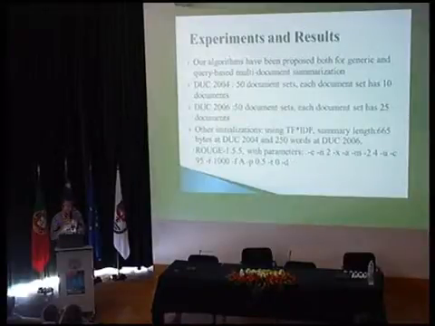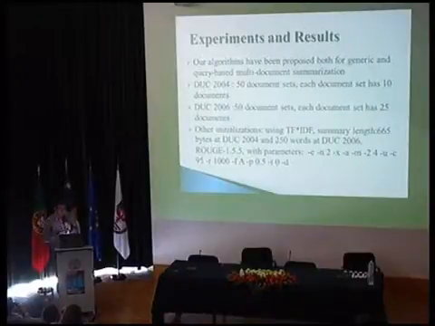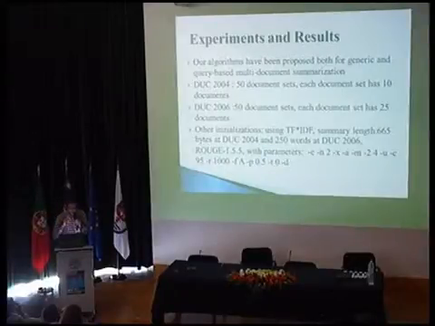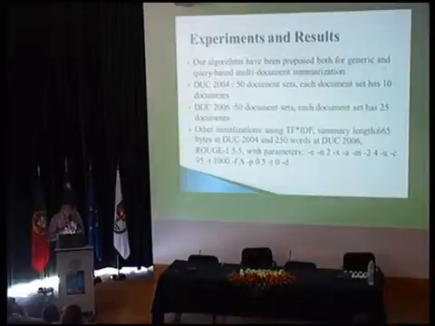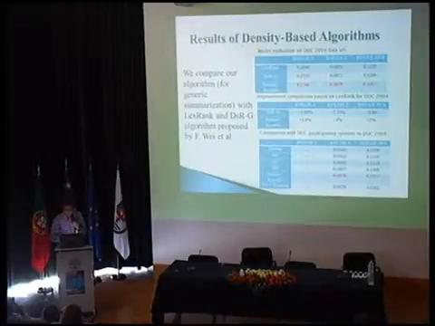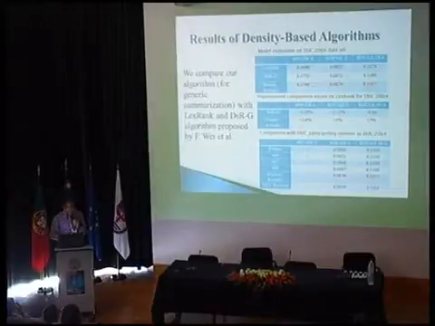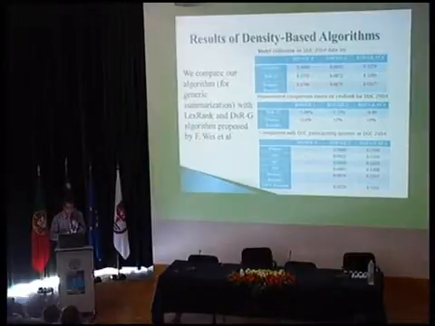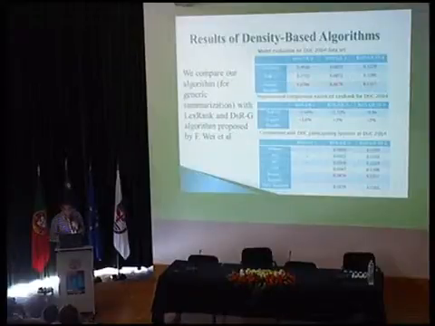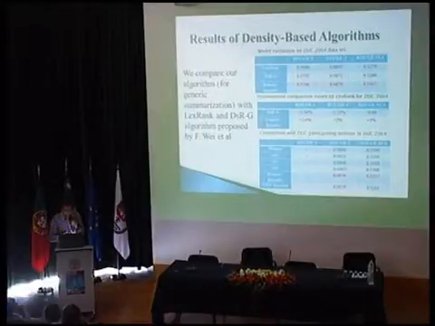We did our experiments on DUC 2004 for generic summarization, and on DUC 2006 for query-based summarization, and we used the ROUGE toolkit to compare our results. This table shows that our algorithm for generic summarization is better than LexRank and Foroozan's adapted algorithm, which is DSRG, and we improved generic summarization by at least 2.6% over the others.